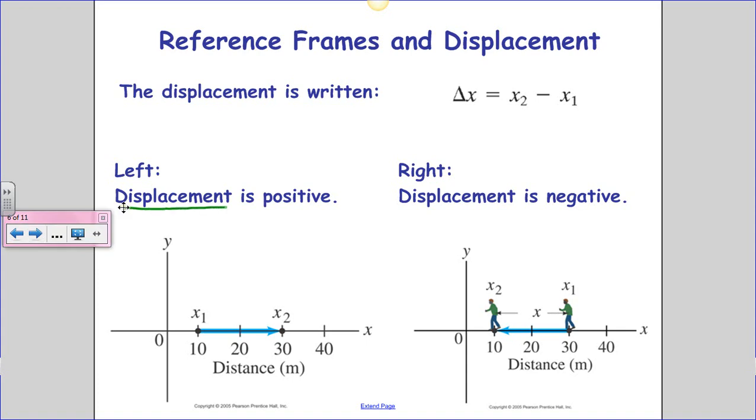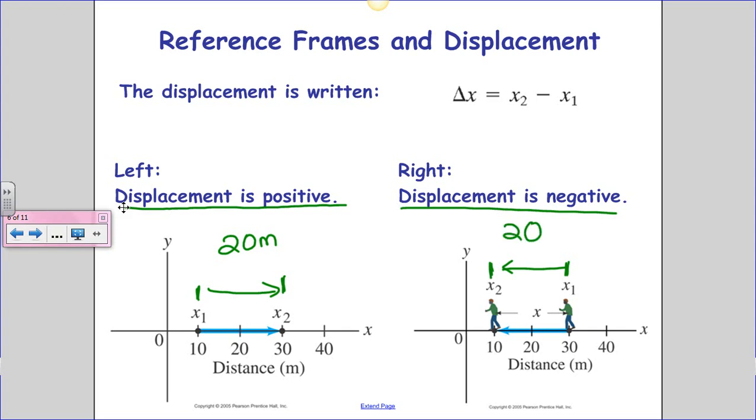If it's moving to the right, so starting here and moving this way, it's positive. So this displacement is 10 to 30 in the positive direction, so this displacement is 20 meters. However, if you're moving from right to left, displacement is negative. So this is exactly the opposite. Starting at 30 and moving to 10. This person has still moved 20 meters, but they moved in the opposite direction. They moved to the left, so this displacement is negative 20 meters.